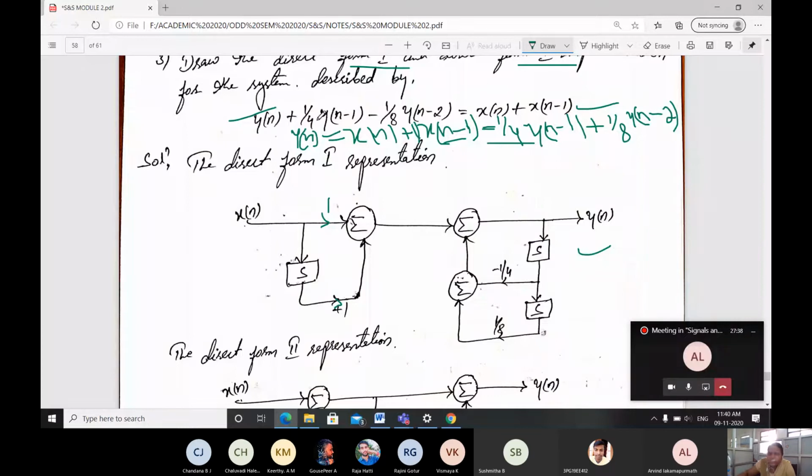After shifting, after writing in the RHS term, you have to take that sign value, that is minus 1 by 4. Then the second last term is of our output y of n, shifted by 2 positions. For that reason, 2 shift operations with a constant coefficient of 1 by 8. Then we should add here and then give the direction. You will be getting your y2. This is your direct form 1.